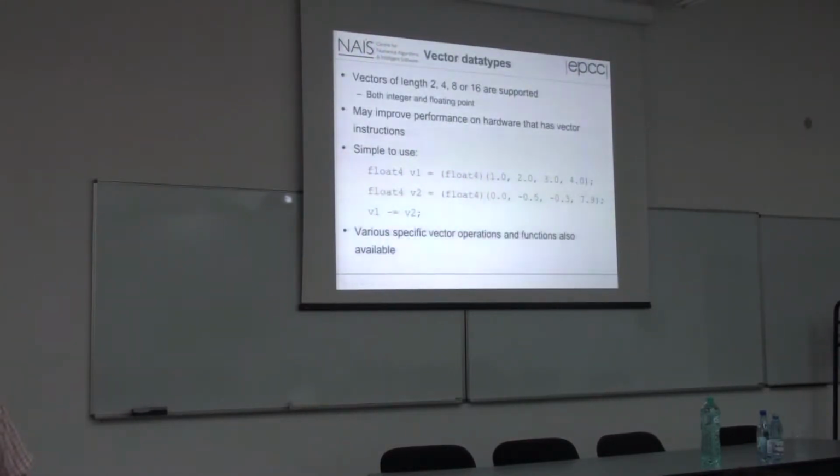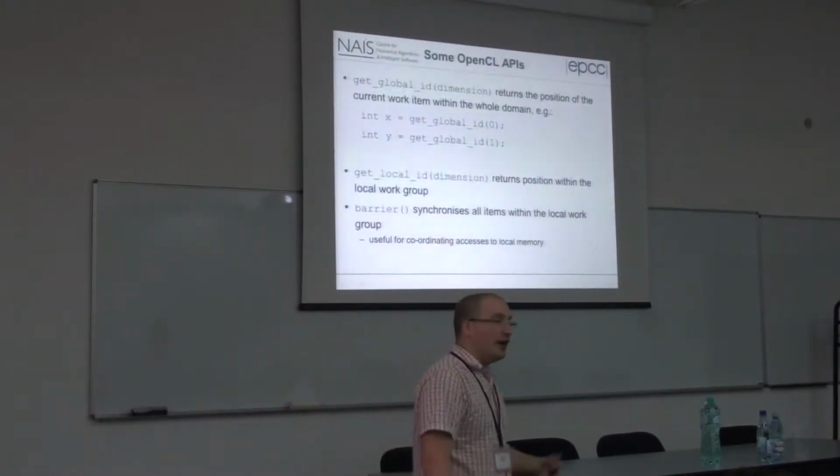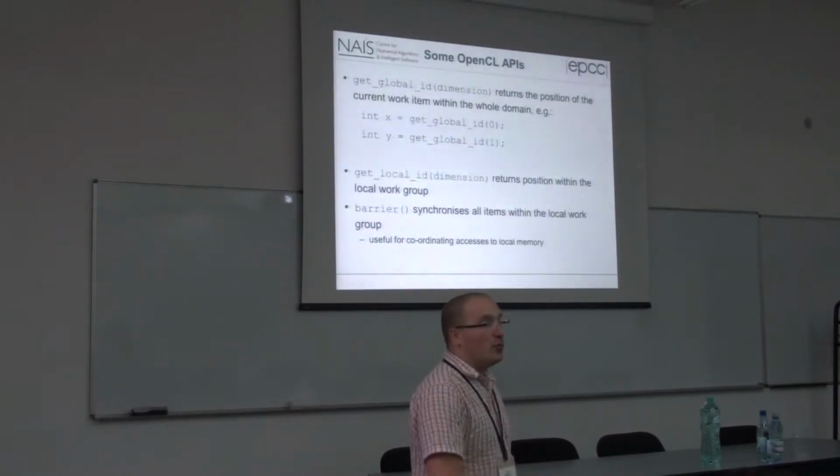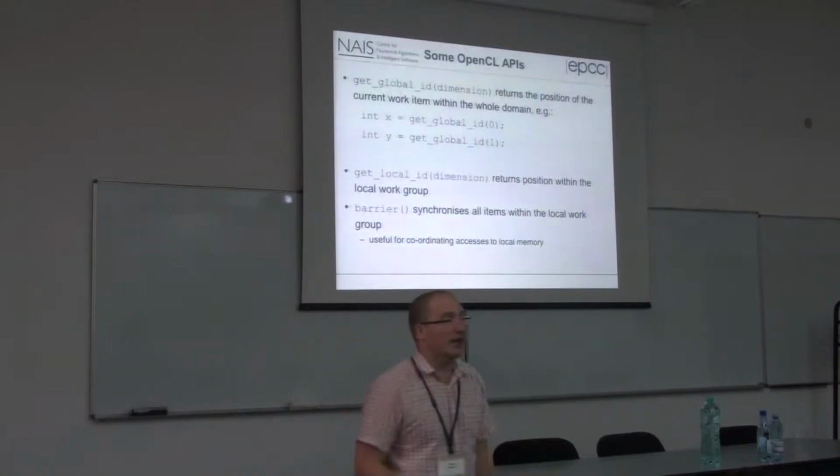We can skip through these. When we had CUDA, when we were looking at the block ID and the thread ID, you had X, Y, and Z. So for OpenCL, instead of doing X, Y, and Z, you have 0, 1, and 2 for the different dimensions of it.